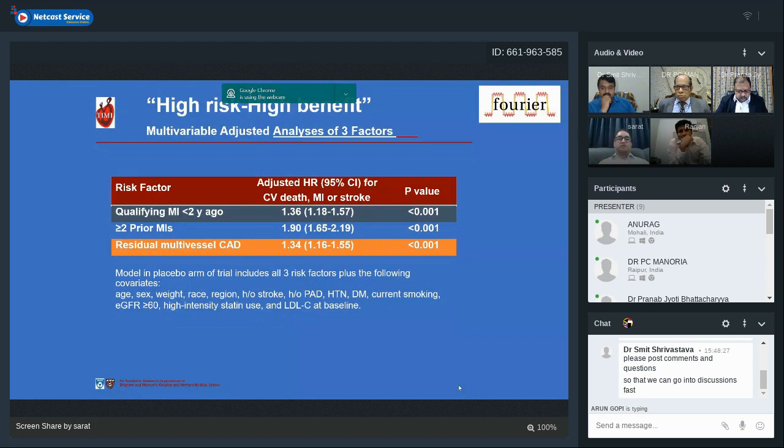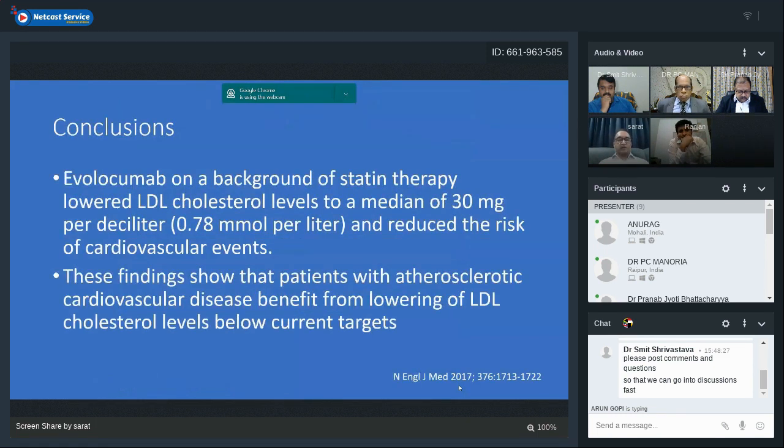And the conclusion is that evolocumab on a background of statin therapy lowered LDL levels to a median of 30 milligrams. Further, if earlier trials got LDL into the 50s, these agents have got into the 30s if used over and above statin, and reduced the risk of cardiovascular disease. These findings show that patients with cardiovascular disease benefit from lowering LDL cholesterol levels much below the current targets.